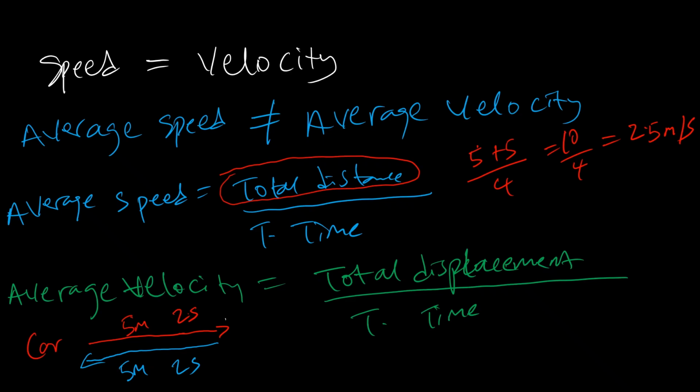The average velocity in this case will be total displacement divided by the total time, and the displacement here will be 5 minus 5. So displacement will be 5 minus 5 divided by the time taken, which is 4, and that will give us 0 divided by 4, and that is 0 meters per second. As you can see in this case, the average speed is not equal to the average velocity. I hope that makes sense.